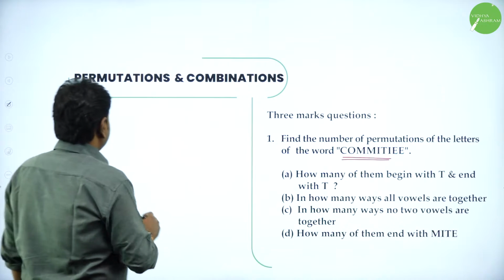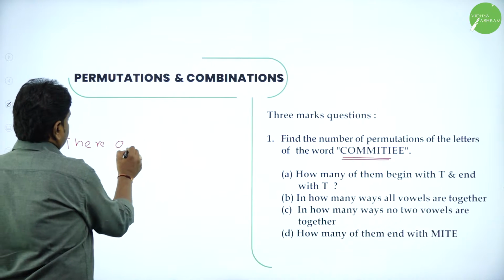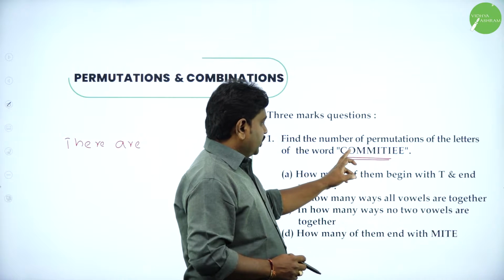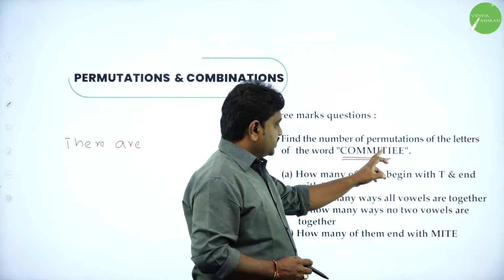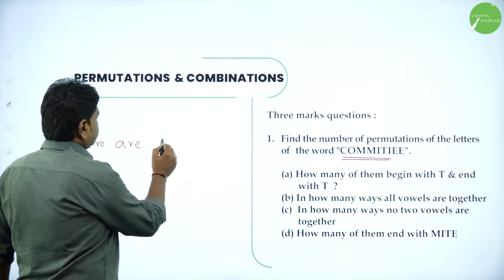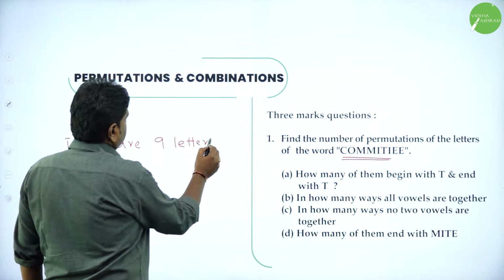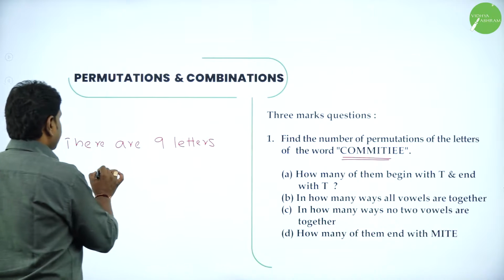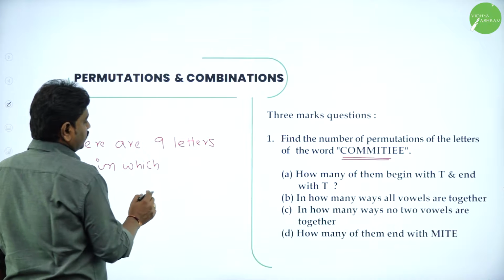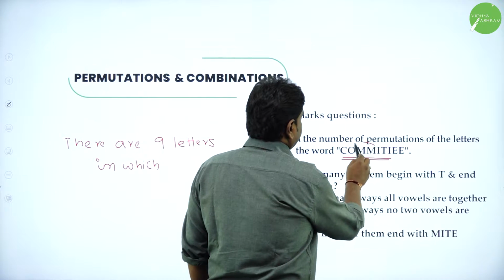Say, if you count, there are how many letters in this? 1, 2, 3, 4, 5, 6, 7, 8, 9. There are 9 letters. In which repeated letters we have. M repeated 2 times.